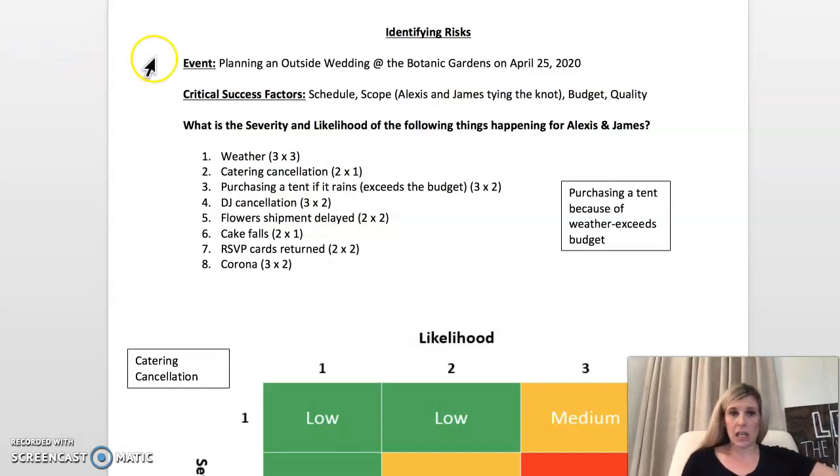You are going to state your project at the top. In this case, we're going to be using a hypothetical scenario of planning an outside wedding at the Botanic Gardens on April the 25th, 2020. So that's going to be in about 2 weeks.